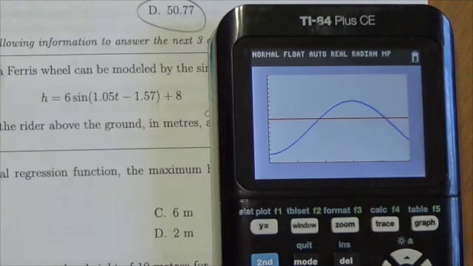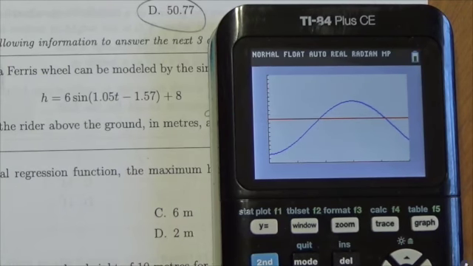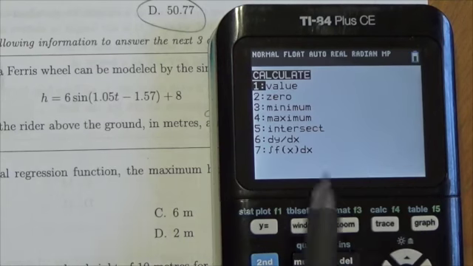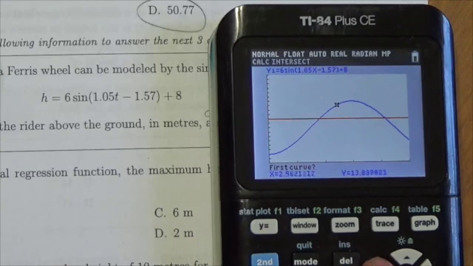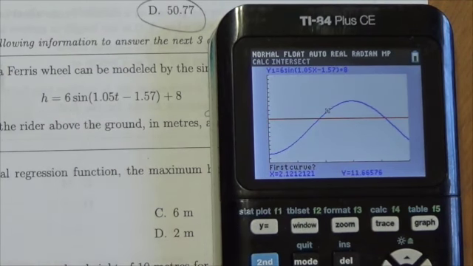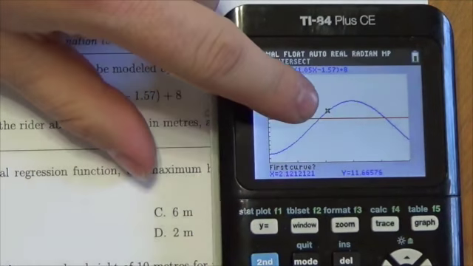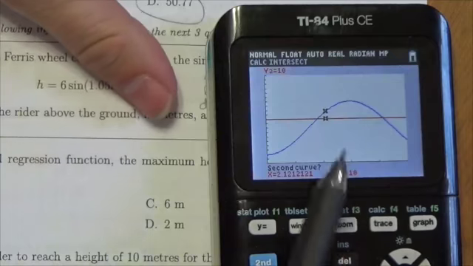The question asks for the first time that the rider hits that, so I'm looking for that point of intersection. We press second, trace to get into the calculation menu, and come down to intersect. I'm just going to move the cursor so that I'm close to that point of intersection. It doesn't have to be right on it. The calculator is asking me, am I on the first curve? And the answer is yes. Then it jumps straight down vertically.